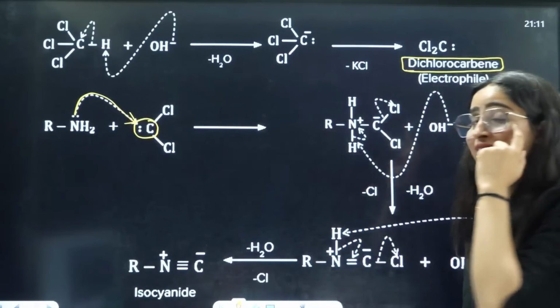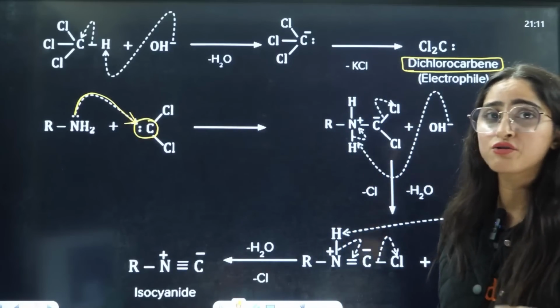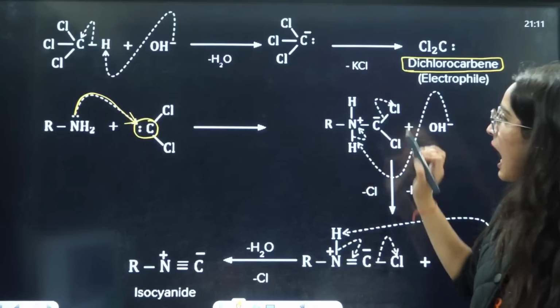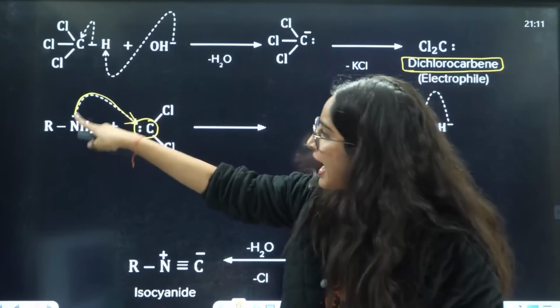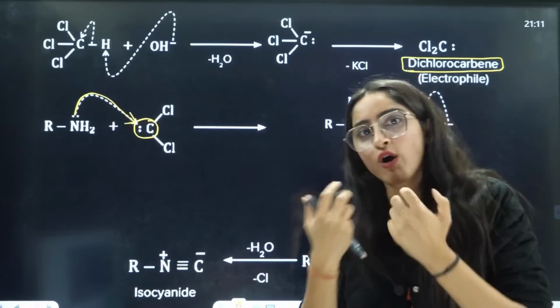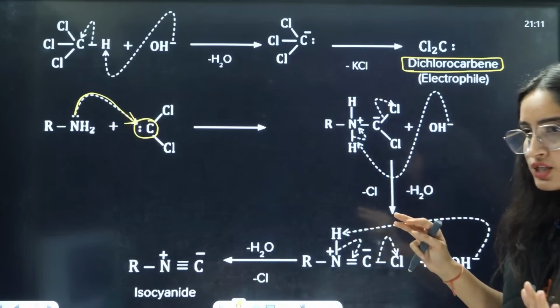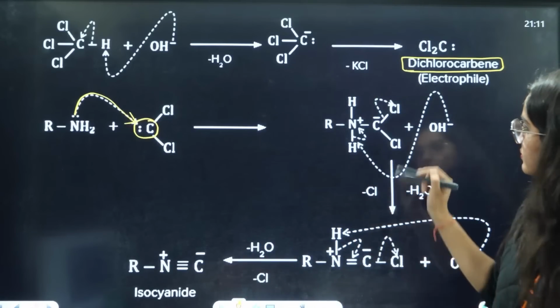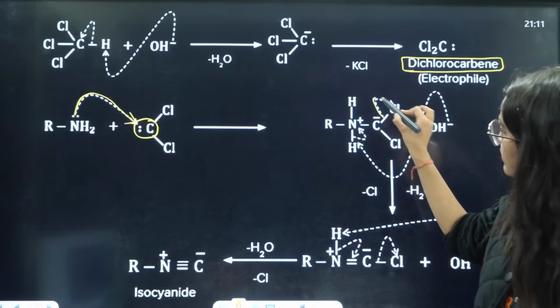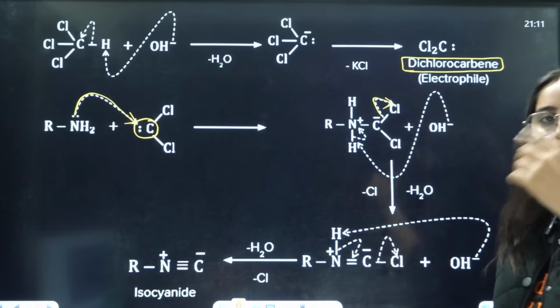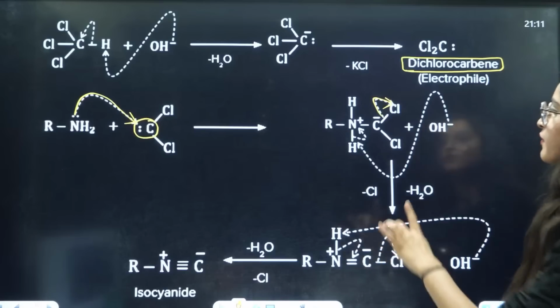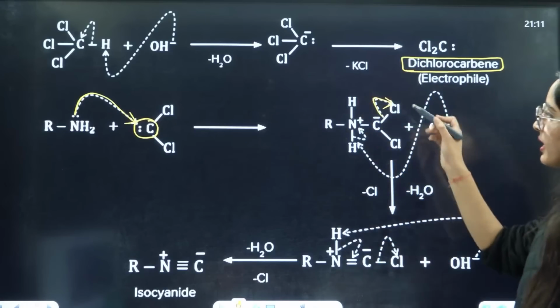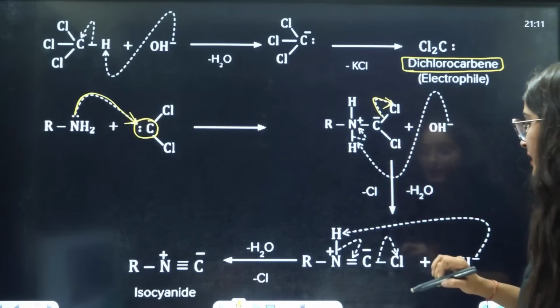Nitrogen is positive because nitrogen has 4 bonds here. Carbon is negative because it now has more electrons. Its octet is complete, it is happy. Now this is negative. Firstly, one chlorine will be eliminated here.